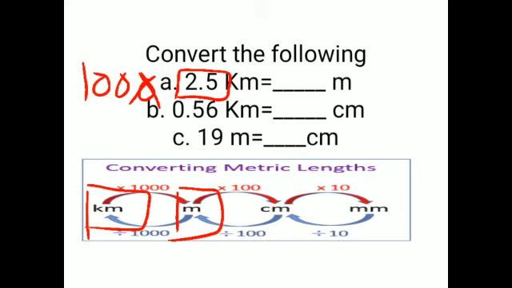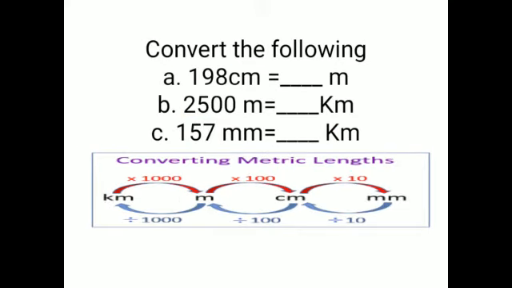Similarly, meter is converted into centimeter in part C. We see 19 meter will be converted into centimeter if it is multiplied with 10 raised to the power 2 or by 100. You need to practice it many times.